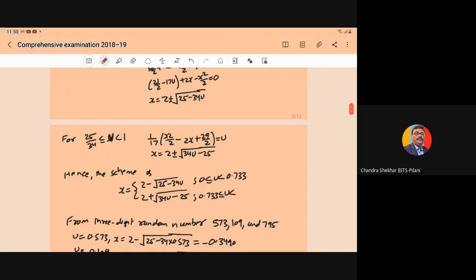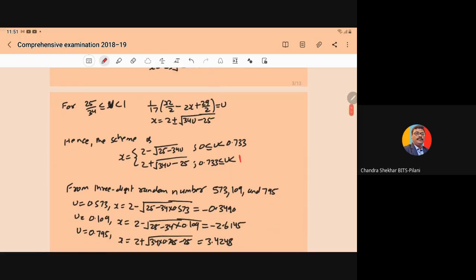So from here, we can get the scheme to generate the x as follows. So x will be 2 minus root of 25 minus 34u when u lies between 0 to 0.733, that is 25 upon 34, and it will be 2 plus root of 34u minus 25 when u lies between 0.733 and 1.